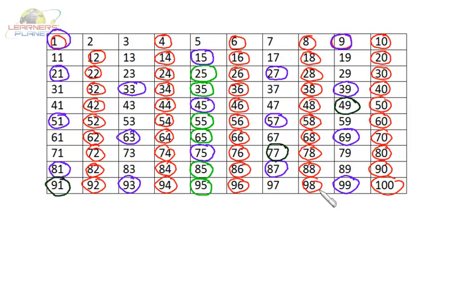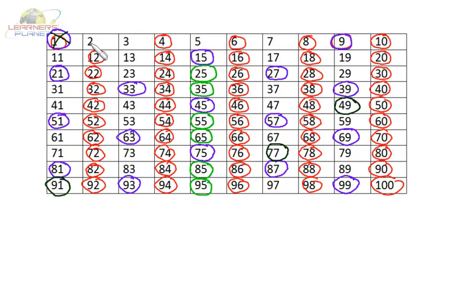Now we have circled all the multiples of 2, 3, 5 and 7. Okay. Now all the numbers which are circled are composite numbers, and all the numbers which are not circled are prime numbers except number 1. We are not taking the case of number 1 since it is neither prime nor composite.